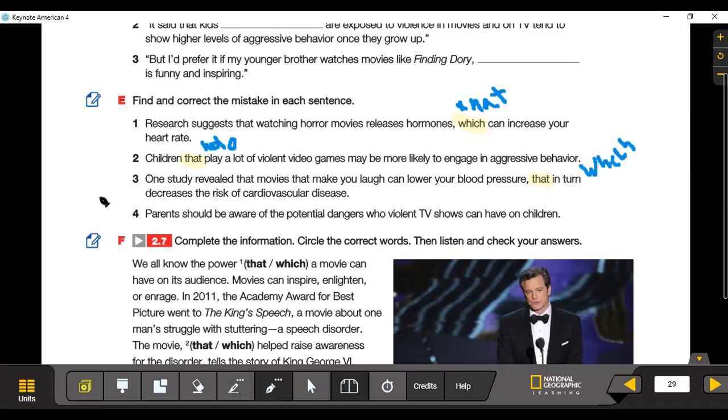Parents should be aware of the potential dangers who violent TV shows can have on children. Okay. And what is the mistake? Who. And which one is the correct? That. Okay. So I'm just going to put it like this, that. You told me that, who, which, and that. Let's check the answers.